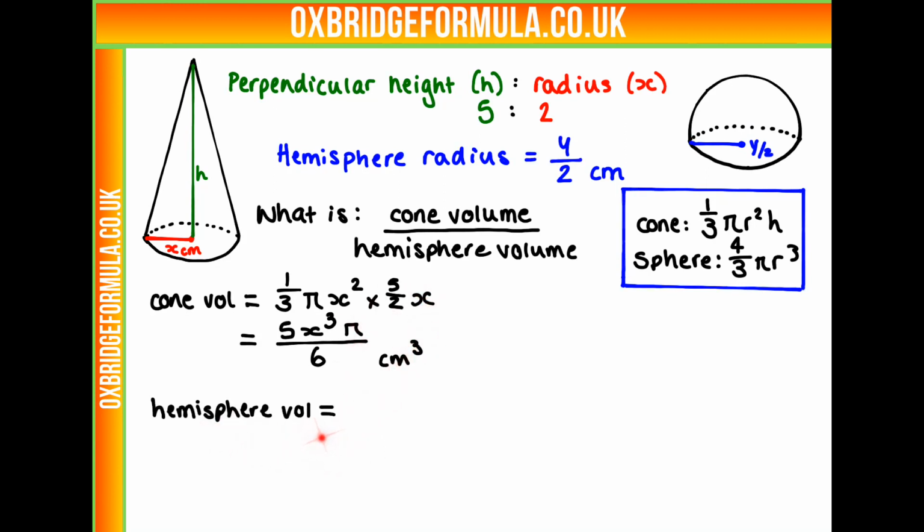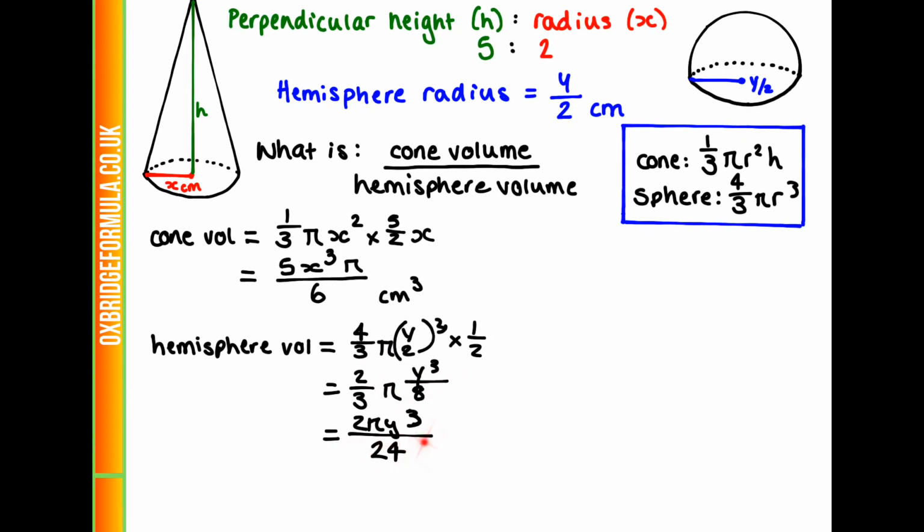Now onto our hemisphere. What is going to be our hemisphere volume? We know a sphere volume is 4/3 pi r cubed, so our hemisphere volume is just going to be half that, with our r being our radius here, y/2. So we can write that out, and that's 4/3 pi times y/2 cubed times a half, because we want half a sphere. We can simplify that down to 2/3 pi over y cubed over 8, or 2 pi y cubed over 24, and then again we can cancel the 2 and the 24, 2 pi times y cubed over 12. That's our hemisphere volume.